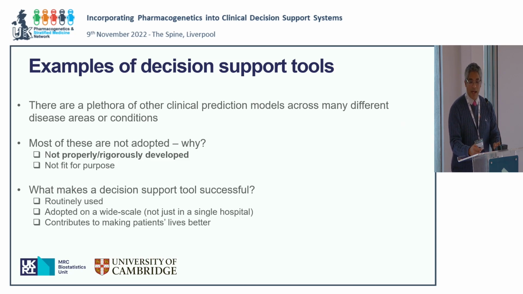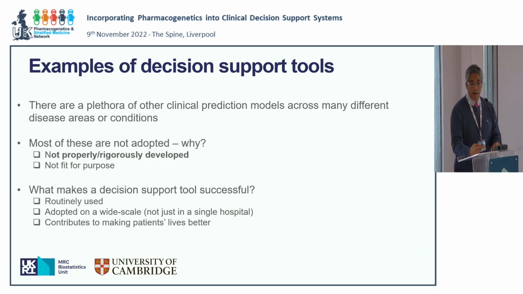I'll just give a couple of reasons. Firstly, they're not usually properly, rigorously developed. They're based on a preliminary analysis of a certain data set and it doesn't go beyond that. So it's very hard for it to get adopted because it hasn't shown that it's generalizable or transportable to other settings and to other patient populations. And in most cases, sometimes these models are just not fit for purpose. They don't answer the question that they purport to be trying to answer.